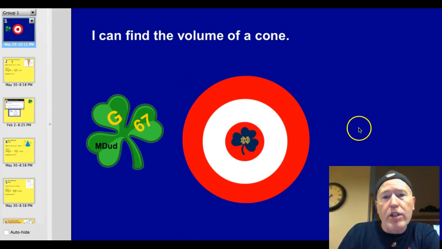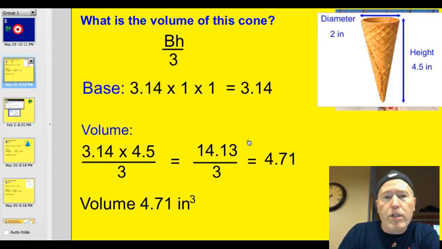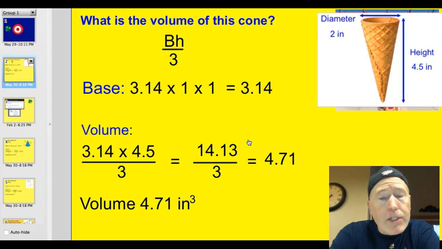Officially tonight, our target is I can find the volume of a cone. All right, it's going to be an easy target tonight. What is the volume of this cone? Well, you'll recognize that formula. That's the same formula we use for finding the volume of a pyramid. Unfortunately, sometimes on the cone, we're going to have to find the area of the circle first and, therefore, implement pi. Tonight we'll be using 3.14 for pi.